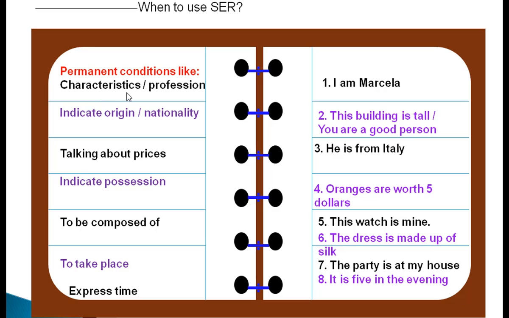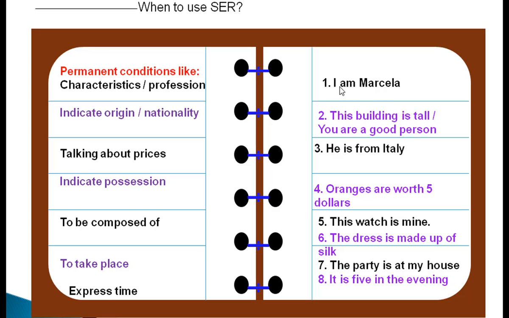So what all permanent conditions? Like characteristics or profession. If you want to say I am Marcela, basically you are introducing yourself or anyone. He is Pablo, she is Julia, or you are talking about profession.